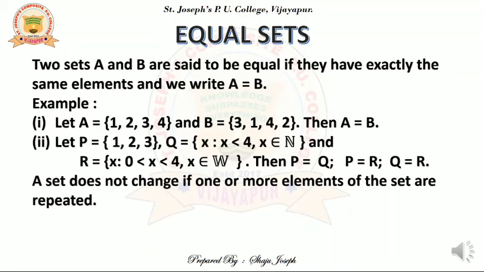Therefore, set A is equal to 1, 2, 3 and set B is equal to 2, 2, 1, 3, 3. They both are equal because distinct elements are only 3 of them. Some of them are repeated. Distinct means those which are not repeated, which are particularly separate from each other.